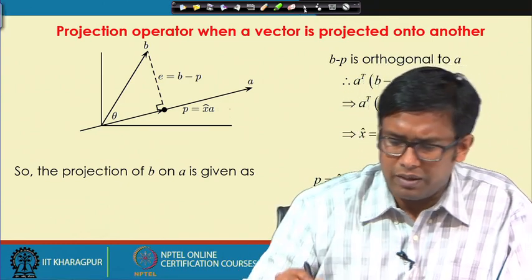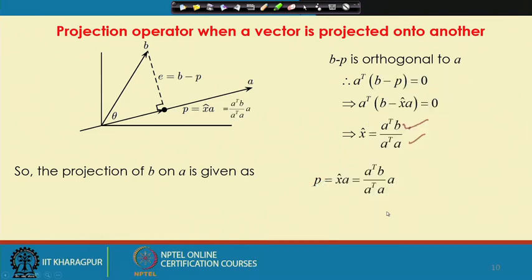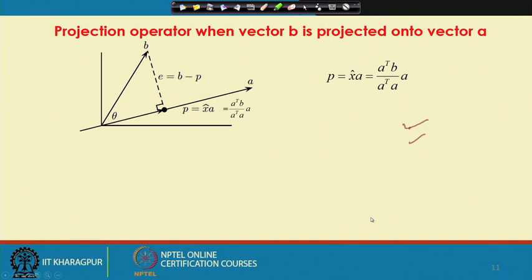And get the projected value. Now, this is the projection, and we will do a little more tweaking. So, we got the projected part of B on A: P is equal to x tilde A, which is A transpose B by A transpose A, times A. A transpose B is a scalar.